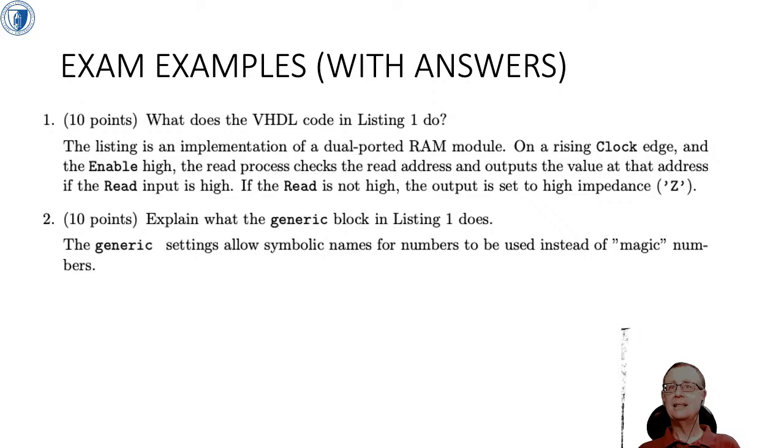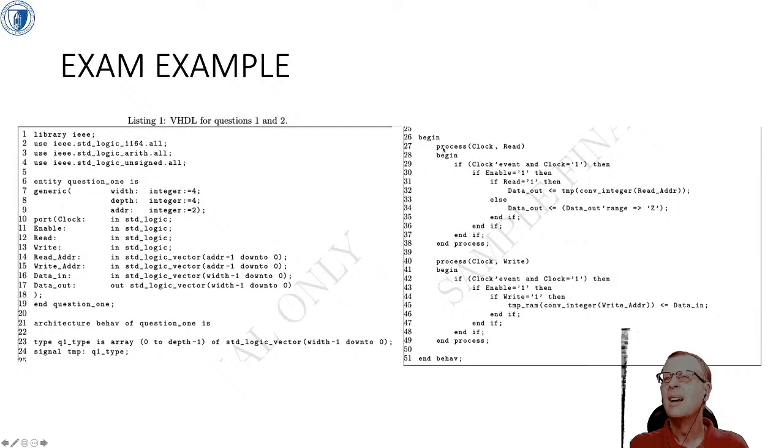And the second question is, explain what the generic block in listing one does. The generic block allows setting symbolic names for numbers instead of using magic numbers. Okay, so the two pieces that are doing something here, this is all just definition on the left-hand side. On the right-hand side, we've got two pieces. We've got a process and we've got a process, right? Process clock read, process clock write.